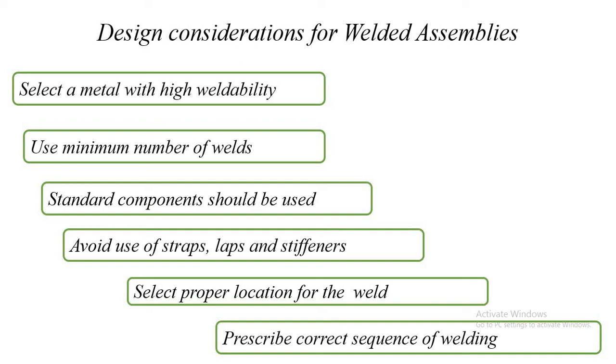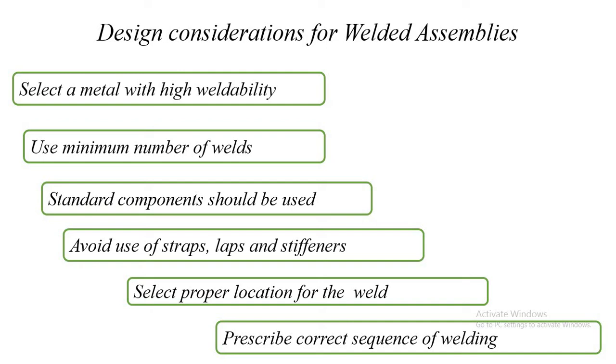First, select a material with high weldability. A material having maximum carbon content of 0.22% should be selected. High carbon steel cannot be welded or should not be used because it causes the weld to harden at the joint and the weld is susceptible to cracks.